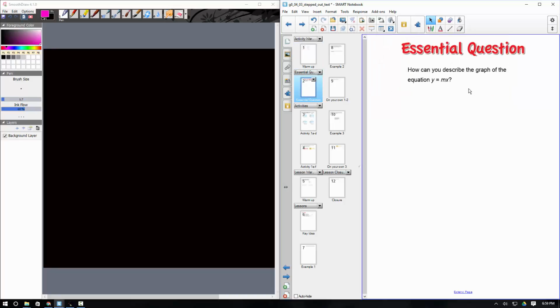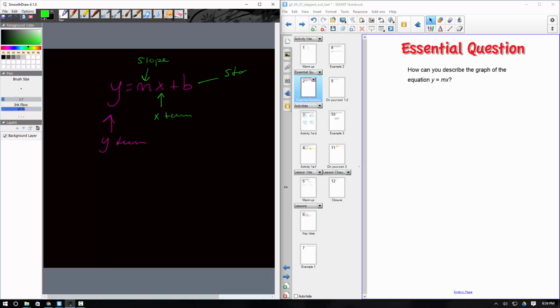All right, so the essential question is, how can you describe the graph of the equation y equals mx? Now, just so you know, the equation of any line is y equals mx plus b, where y is the y term, of course, x is the x term, m is the slope, and then b is your starting point. So where it starts on the y-axis.